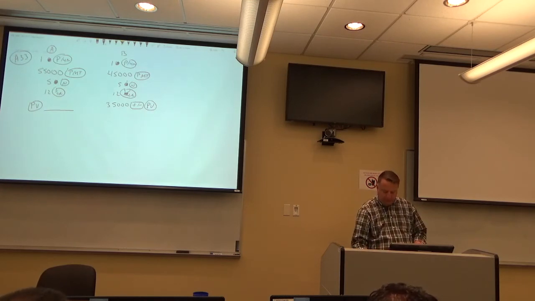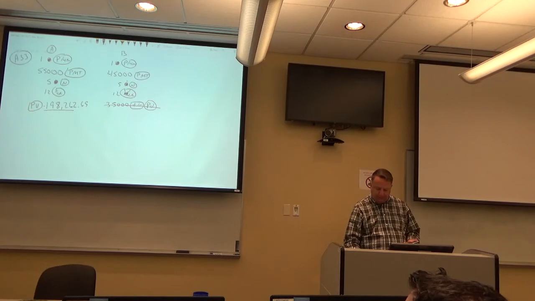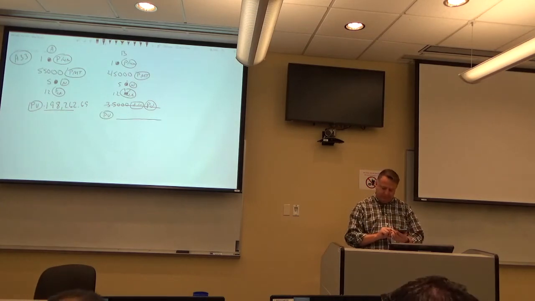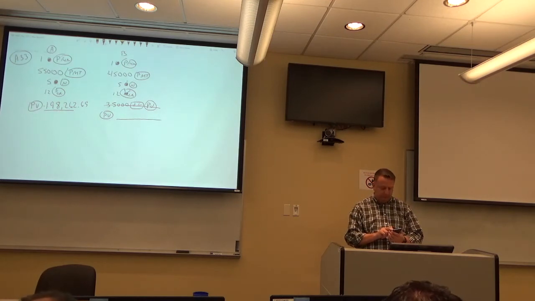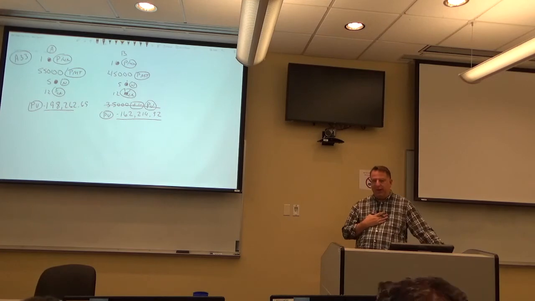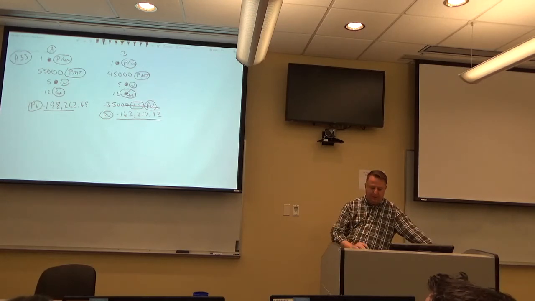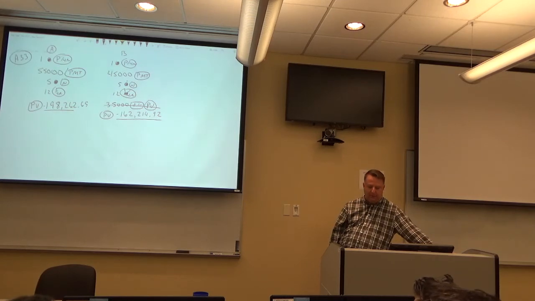Okay, so the present value of the income off of the first lease is 198,262.69. Now let's ignore the 35,000 for a second and calculate the present value of the second lease. And we get 162,214.92. If we have to pay, as the owner of the property, an additional $35,000, what does that mean to us? The income stream is worth 162,000, but if we have to pay an extra 35 grand, you subtract that 35 grand from 162.